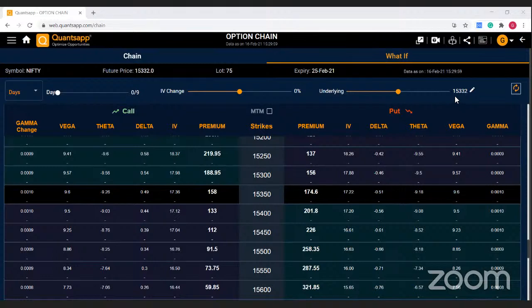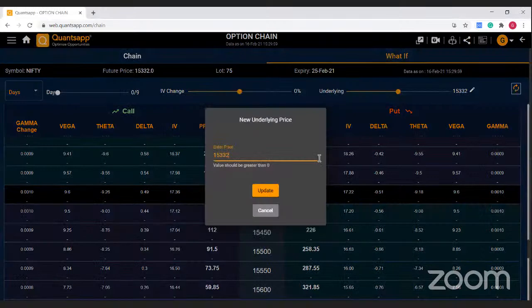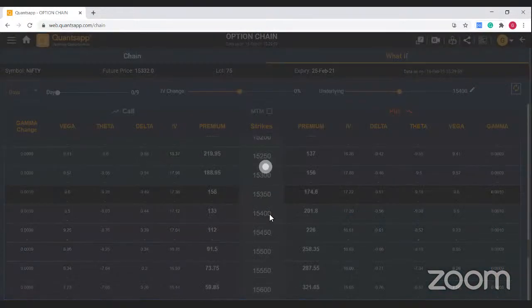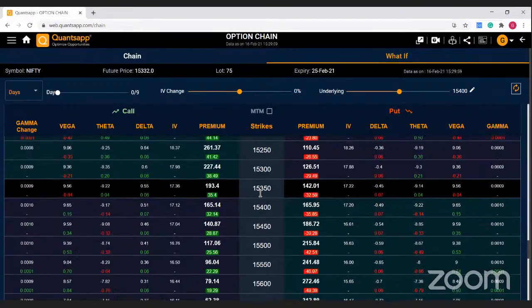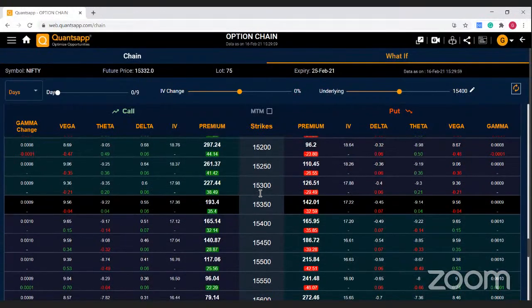Nifty future is trading at 15,332 level, and if I say it goes up by 100 points, now you can see that the 15,350 call option will increase by 35 points. Why so? Because delta is telling me that a 1 point movement will give me around 0.55 point movement in my option premium. So this is the basics which has been explained by the delta.